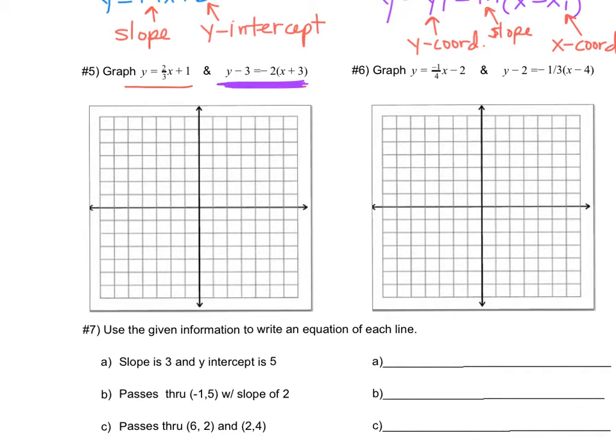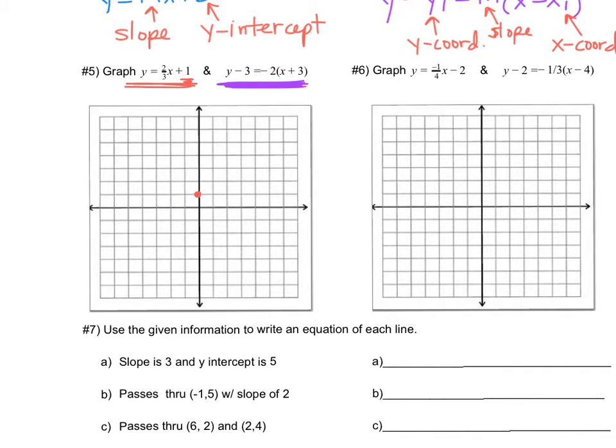All right. How do you graph in slope-intercept form? So this first one, that's slope-intercept form, right? Where do you move first when you're doing slope-intercept? You plot the y-intercept first, okay? So my y-intercept is the 1. So I'm going to move up 1 and put a point there.